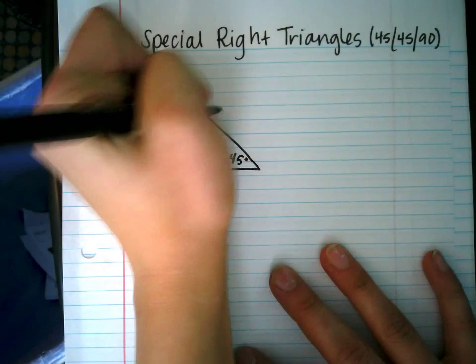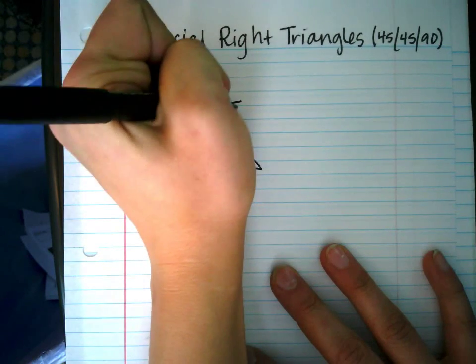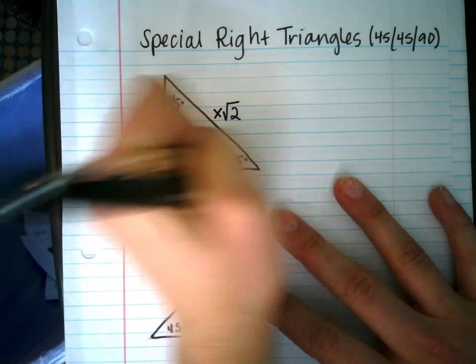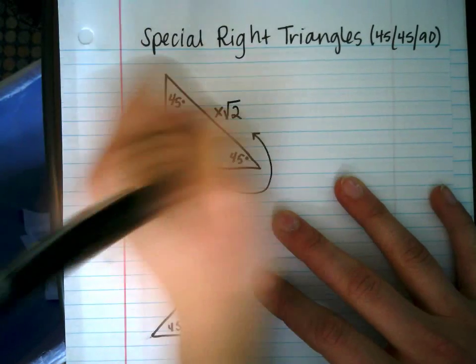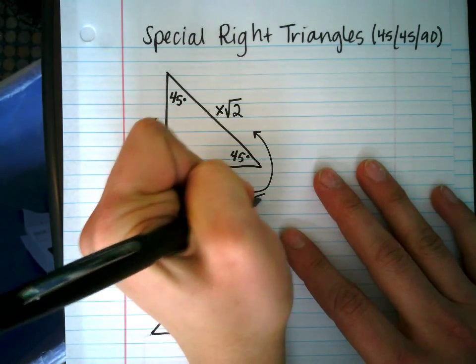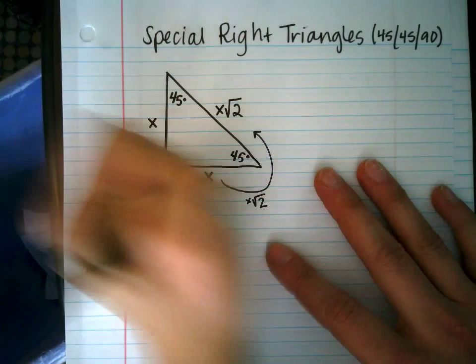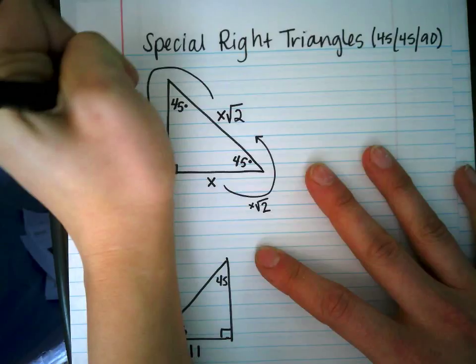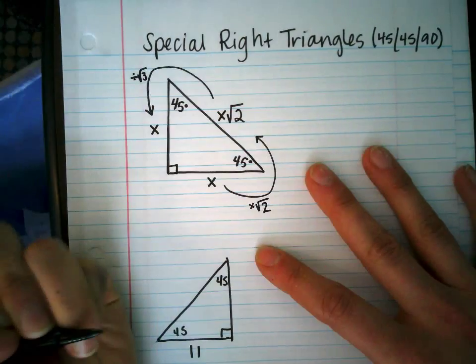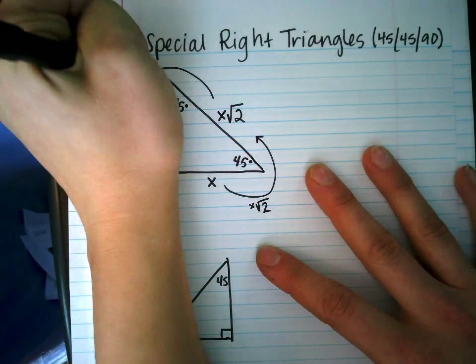So this would be x times radical 2. And I know to go from either side length, I'll just draw it on one side, but I could also go from this side to the hypotenuse, I would multiply by radical 2. But if I wanted to go in the other direction, I would do the opposite operation again and divide by radical 2.